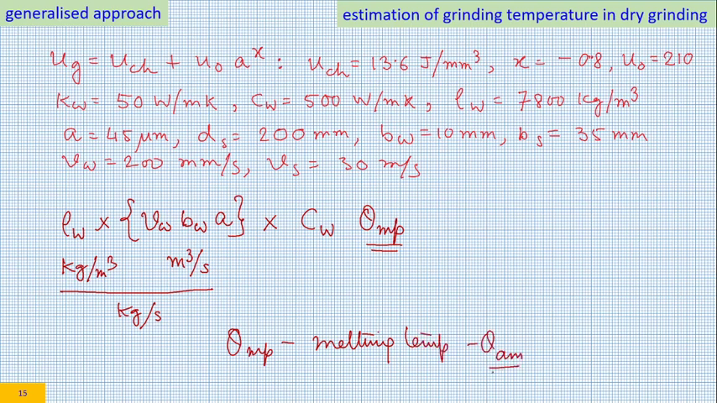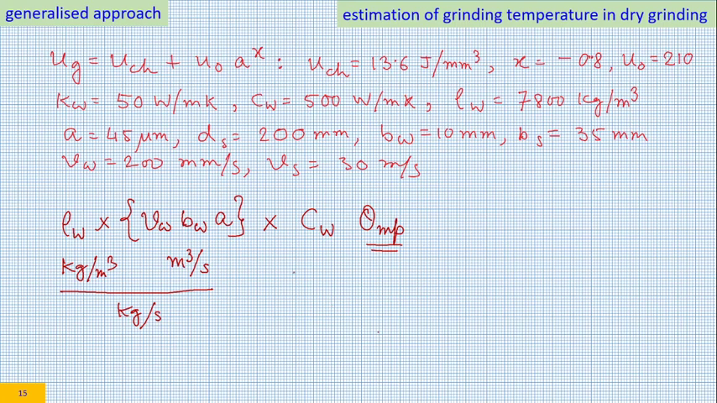minus ambient temperature. As the melting temperature of steel is rather high, ambient temperature doesn't really play a role. So you can simply say it is melting temperature, or you can be a Puritan and say it is melting temperature minus the ambient temperature. But this should always be there in your head. So what is this? This is the amount of heat that the chip can take away.